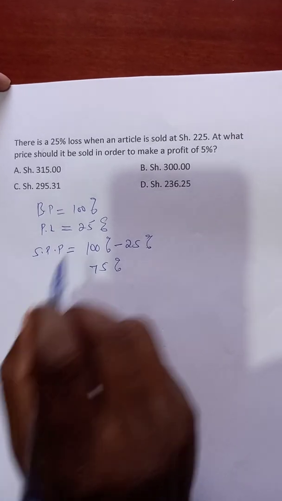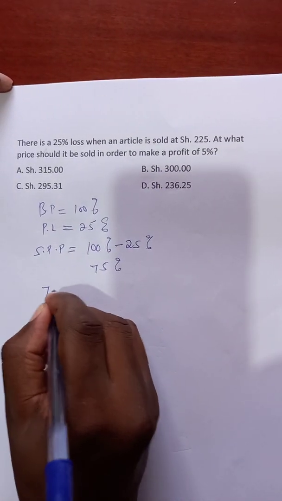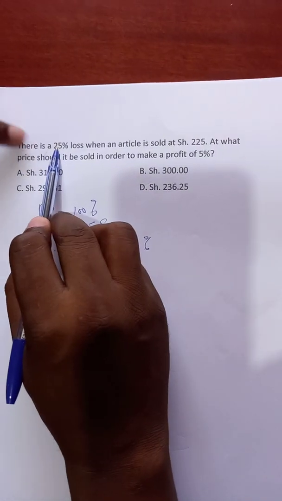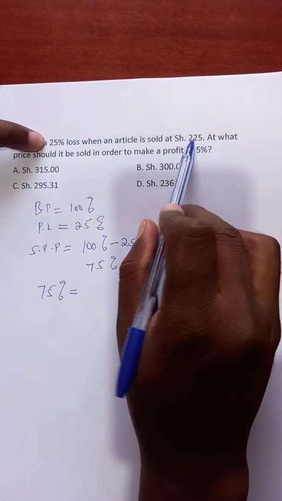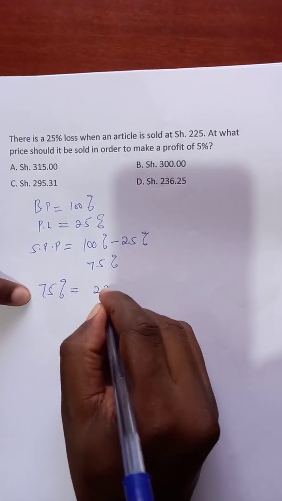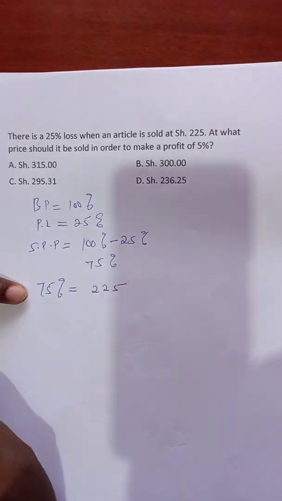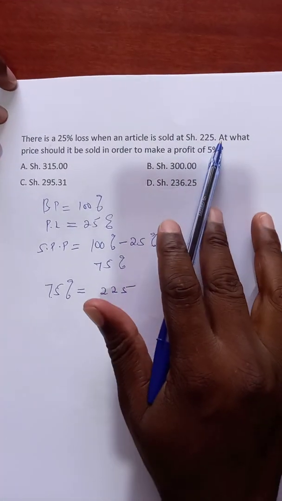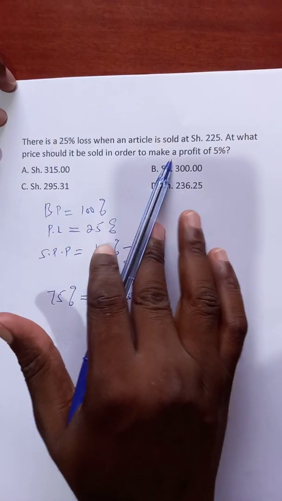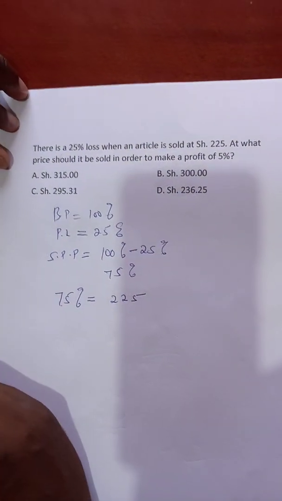So what are we supposed to do? We equate by saying if an article is sold at 25% loss, it was sold at 225. So 75% is equivalent to 225. The question is asking, at what price should it be sold in order to make a profit of 5%?